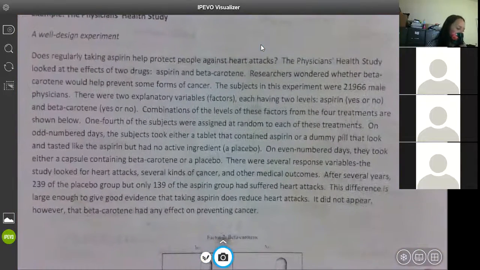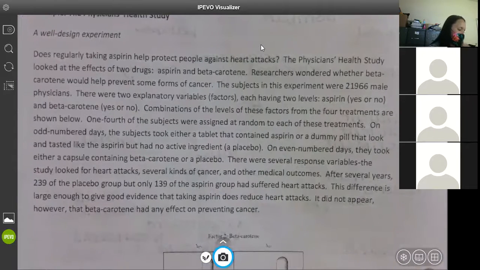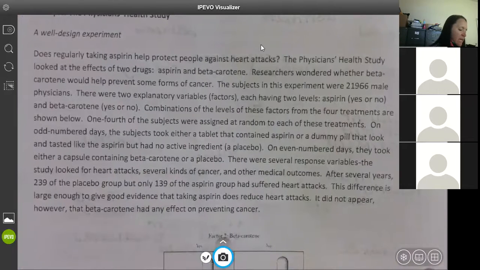A well-designed experiment. Does regularly taking aspirin help protect people against heart attacks? The Physicians' Health Study looked at the effects of two drugs, aspirin and beta-carotene. Researchers wondered whether beta-carotene would help prevent some forms of cancer. The subjects in this experiment were 21,966 male physicians. There were two explanatory variables or factors, each having two levels, aspirin, yes or no, and beta-carotene, yes or no. Combinations of the levels of these factors form the four treatments shown below.